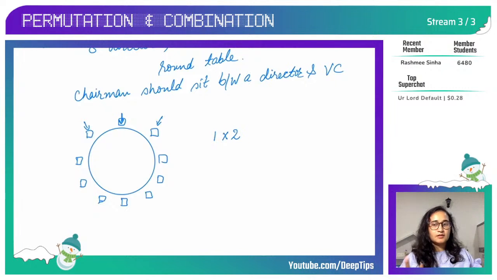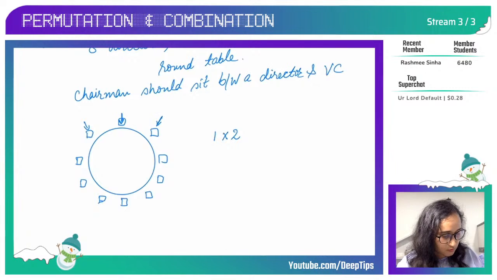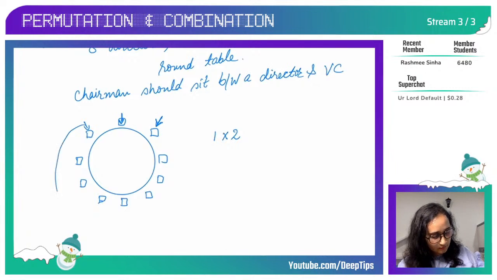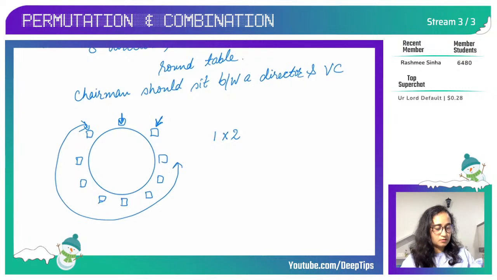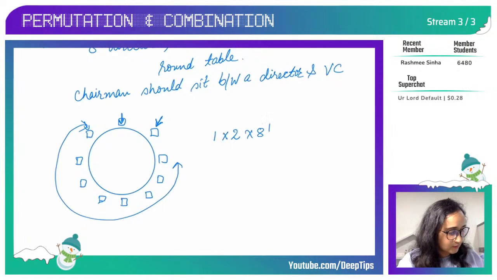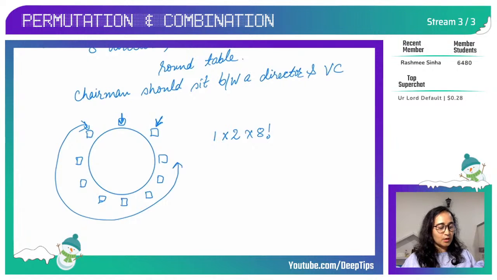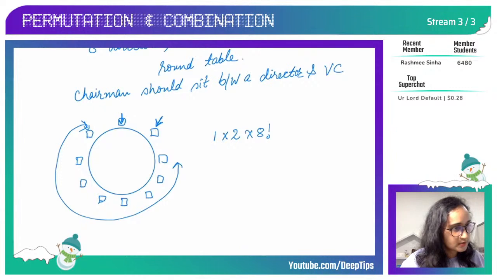If he has 2 places to choose from and he suppose chooses this place, then the rest of the places can be kept for the directors. 8 directors, they can arrange themselves in 8 factorial ways. Like director 1 to 8, they can arrange themselves in 8 factorial ways. So this way I can find out the number of ways in which 8 directors, VC and chairman can sit on a round table, with chairman always sitting between VC and director.